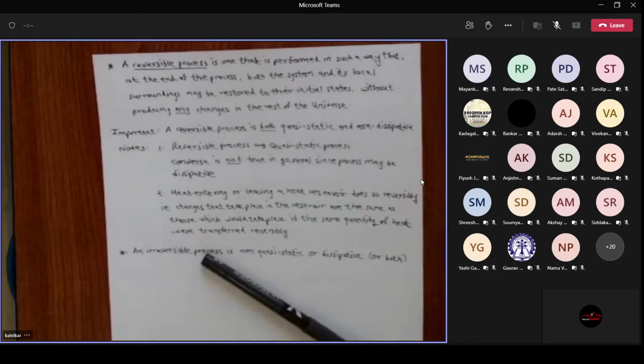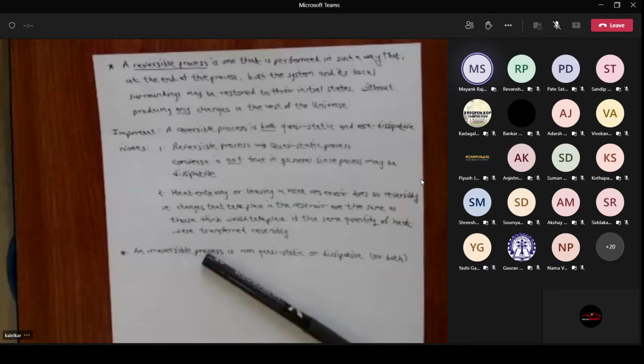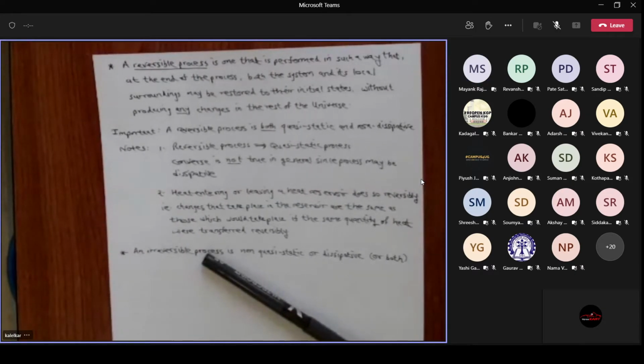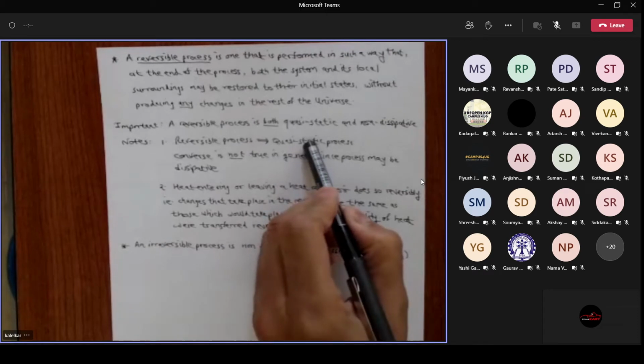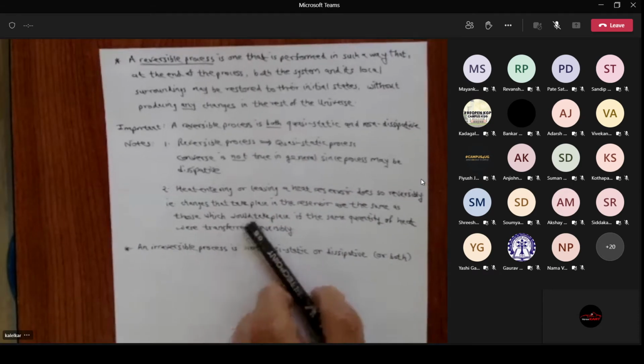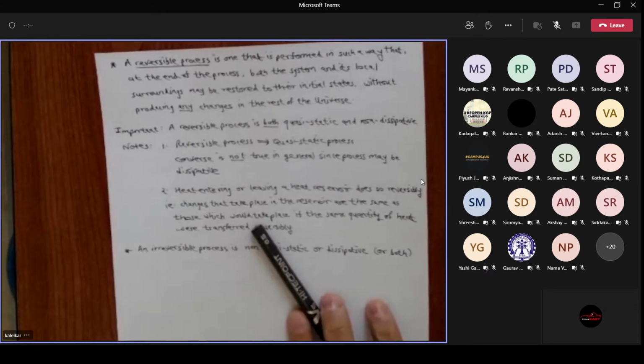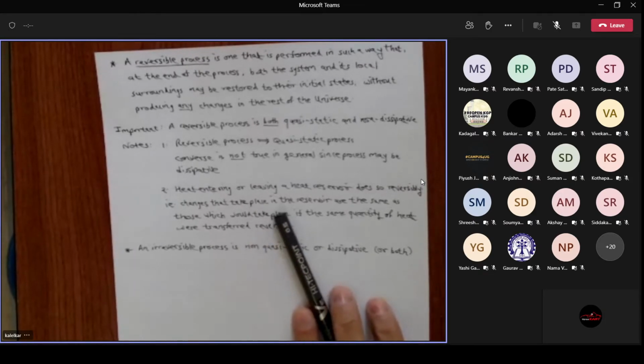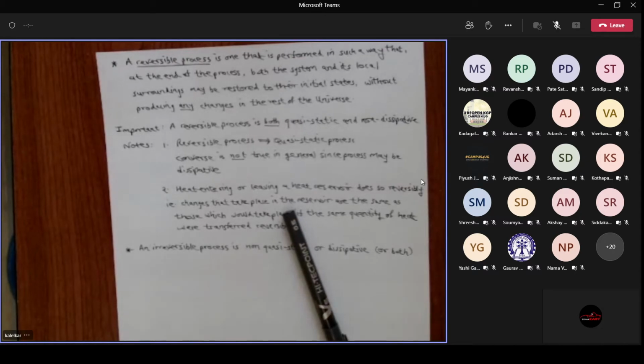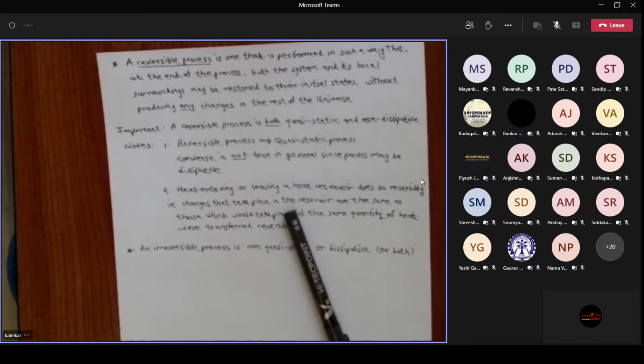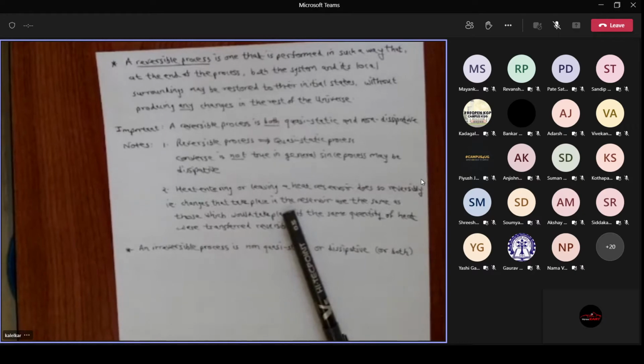Some trivial example, you don't have to think of very complicated examples. Free expansion? Sorry? Free expansion? Free expansion, yes, that's correct. But free expansion is not quasi-static, right? So that's worse. You're right. Free expansion is irreversible, and so is Joule-Thomson expansion, the throttling process, right? But both those processes are not quasi-static. I'm saying a process is quasi-static but irreversible. Tell me.